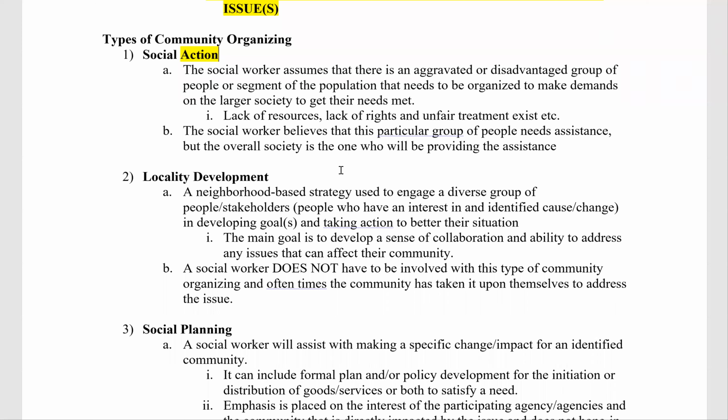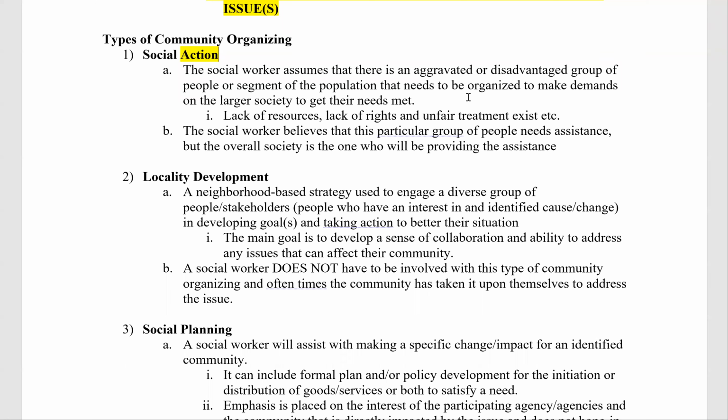So, stated in a different way, the social worker assumes that there's an exaggerated or disadvantaged group of people or segment of the population that needs to be organized to make demands of the larger society to get their needs met. So, this is where the social worker is going to put forth action. They're going to advocate, they're going to gun for people, and they're going to try and get the client's needs met in the best way that we know how. So this could be us writing grants. This could be us marching on the streets. This could be all these different things. We are putting forth the action to get the job done.